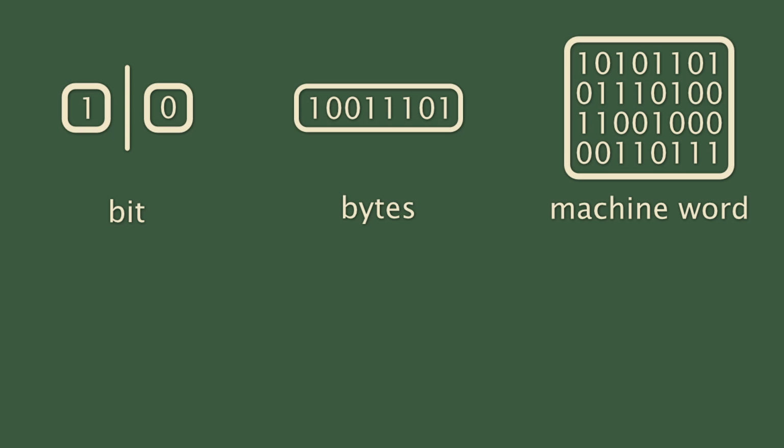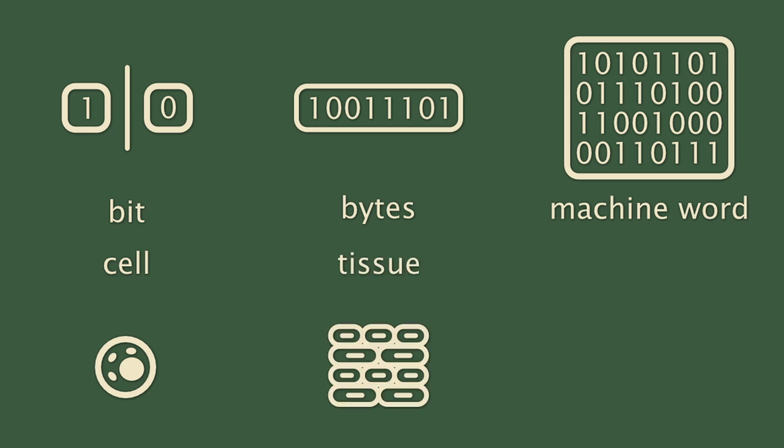My biology-loving brain pictures this hierarchy like this. A bit is like a cell. It's the smallest unit that does something. And a byte is like tissue. It consists of multiple bits, like tissue consists of multiple cells. And a machine word is like an organ, consisting of multiple bytes, like an organ consists of multiple tissues. And the more bytes it has, like an organ, the more complex it can get, and the more complex work it can do. That's because it can handle more complex data in one step.